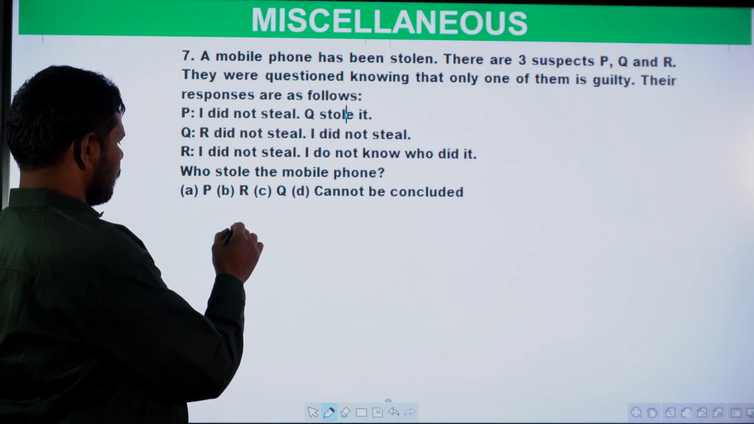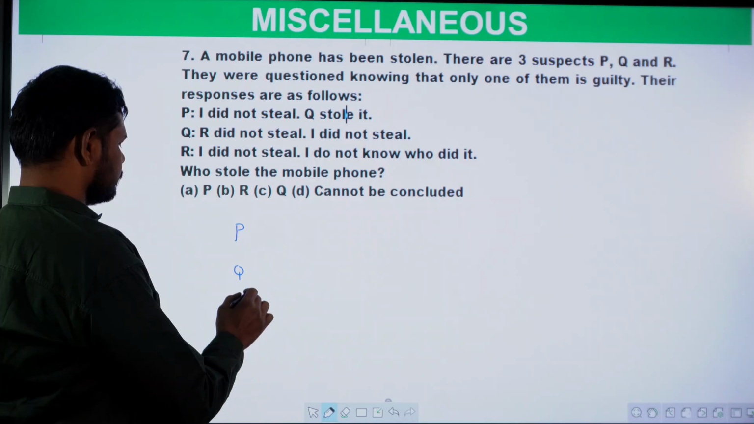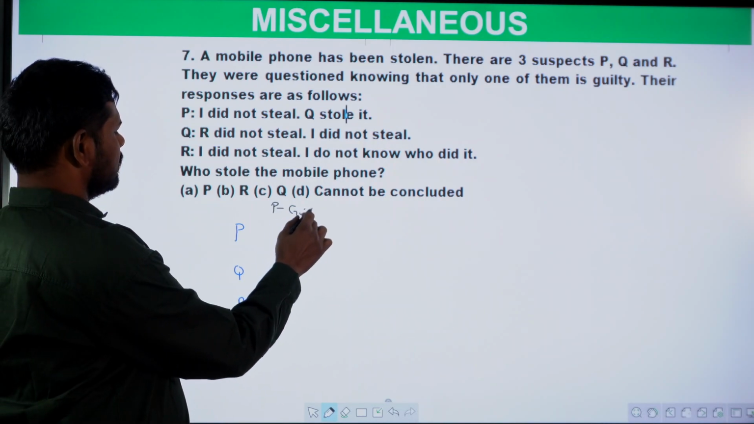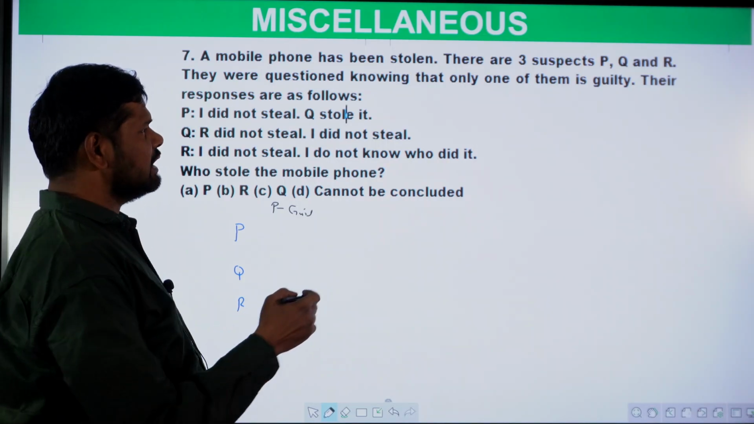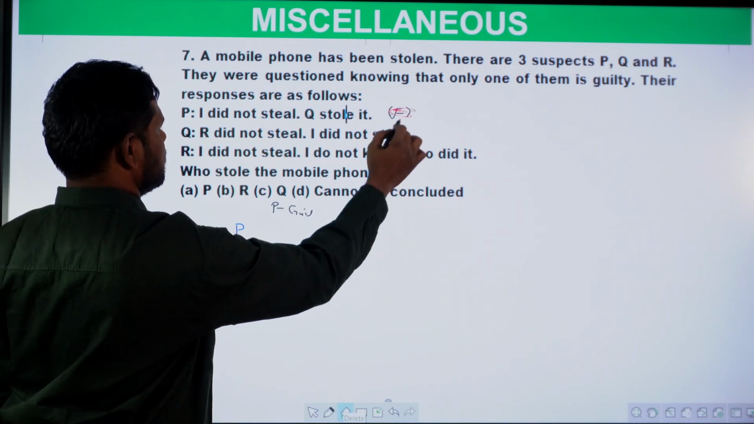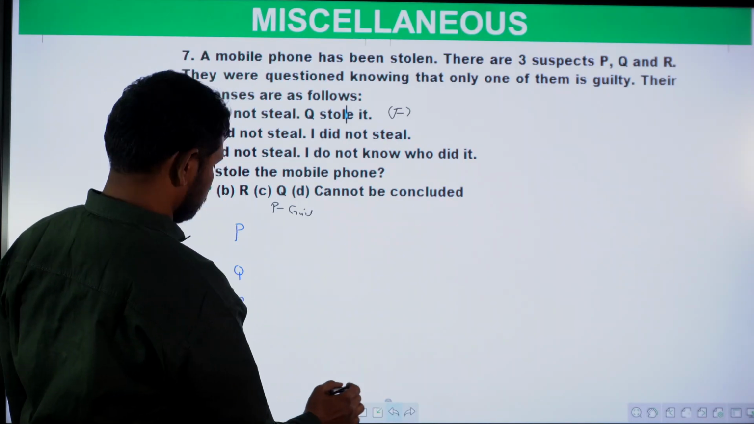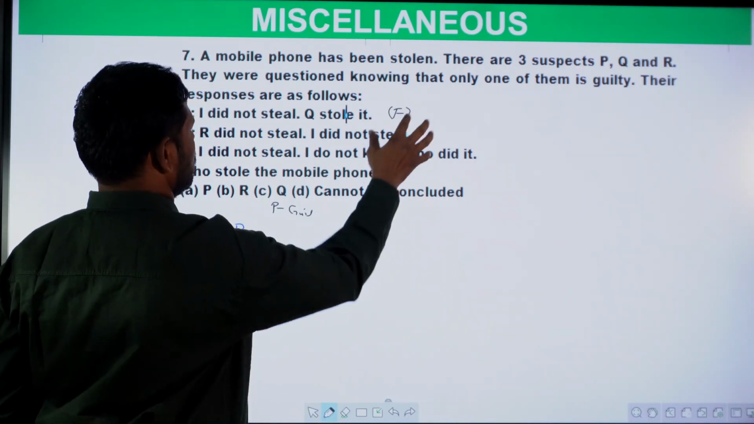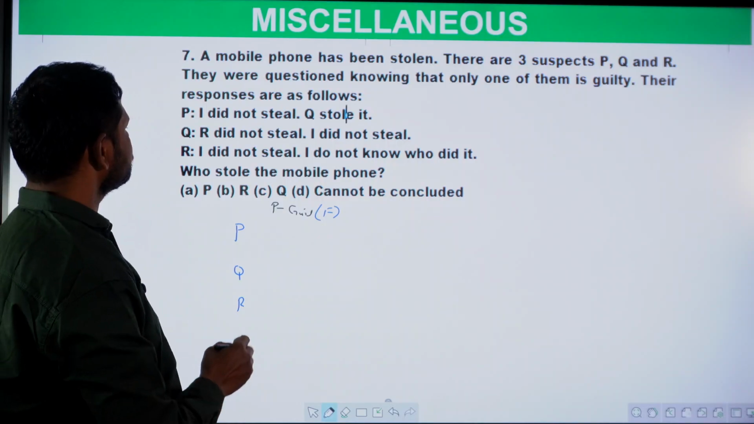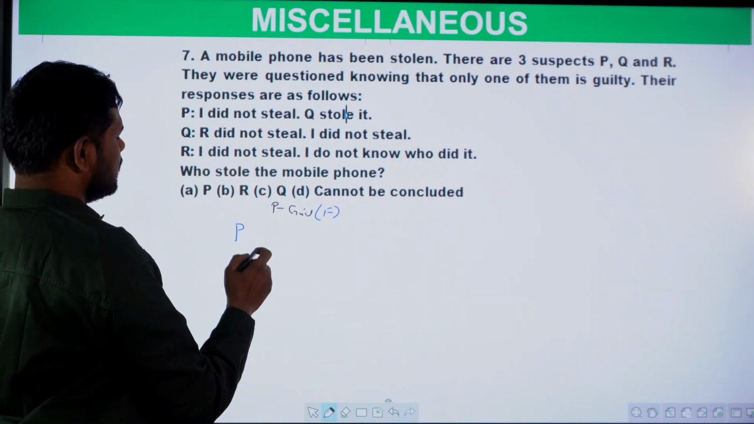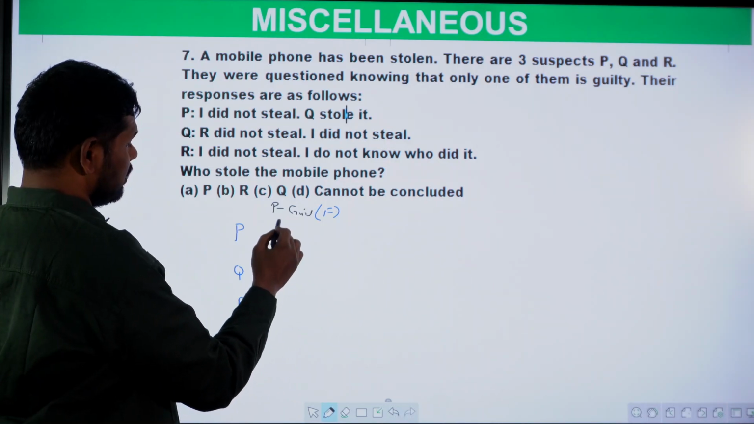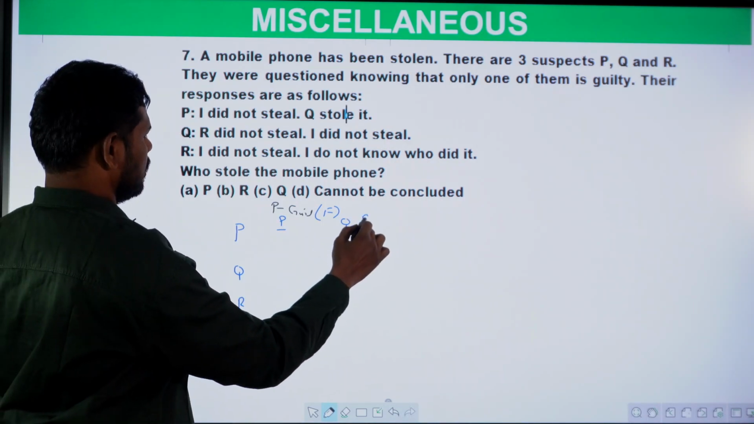Suppose, right, P, Q, R. Suppose in the first case, if I consider P guilty, that means P's statement is completely false. If I take that P's statement as false, then what are the possibilities? Just check this question. So P's statement is considered as false, then what are the possibilities? Just check this. P: I did not steal. So P, I did not steal. I am taking this P, Q, R.